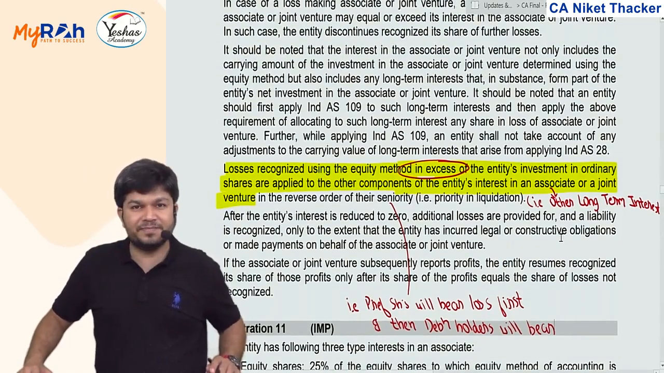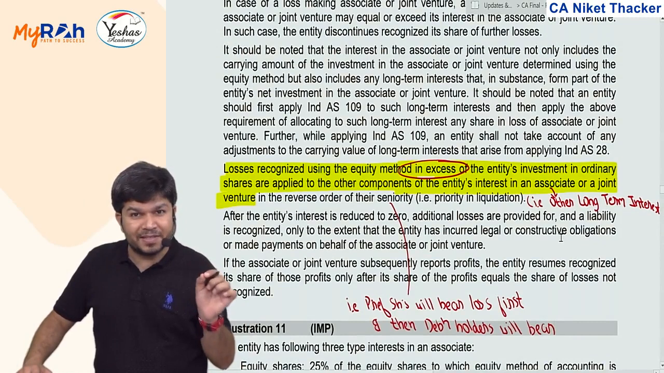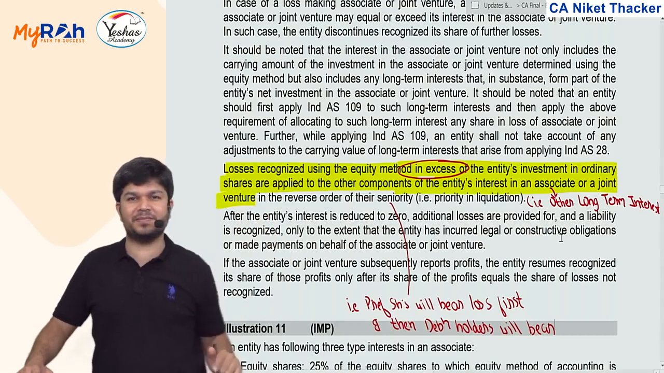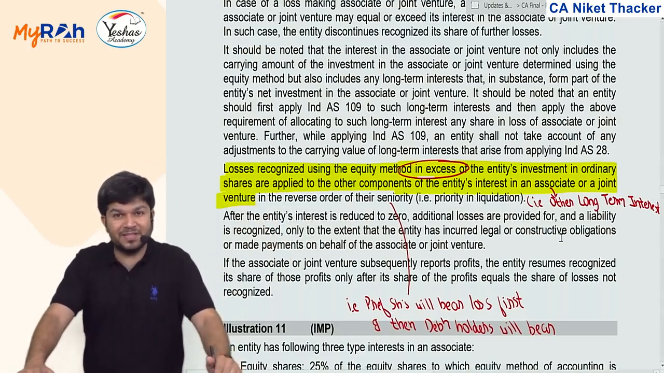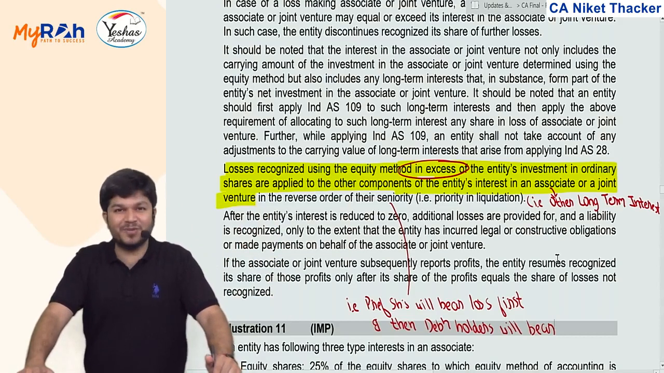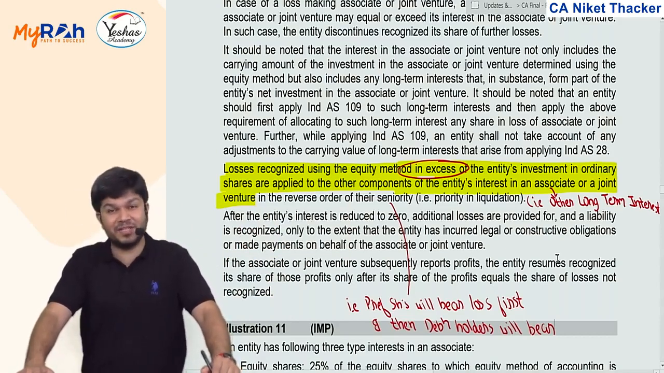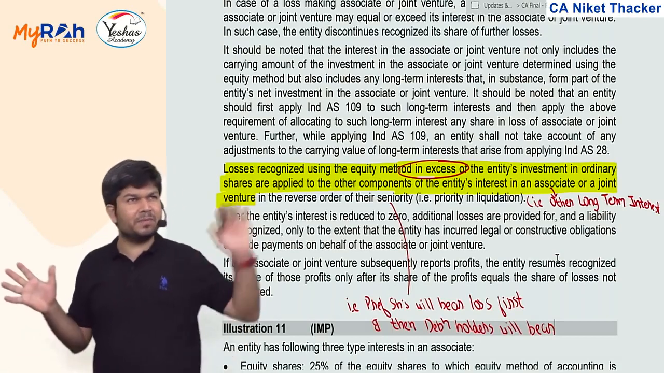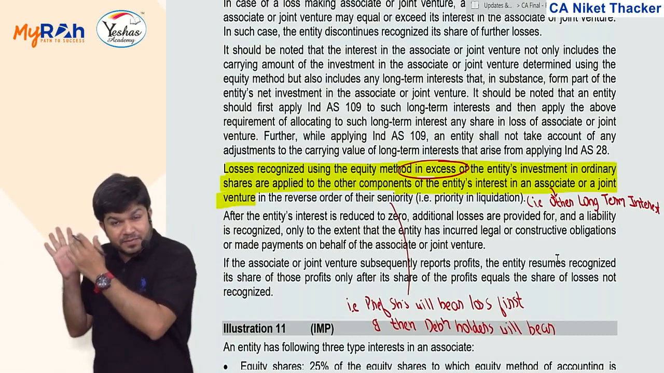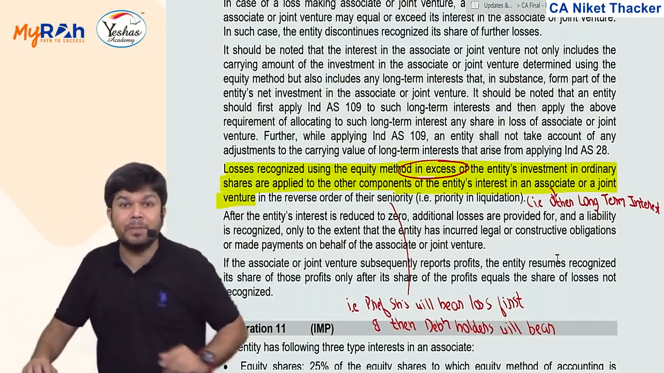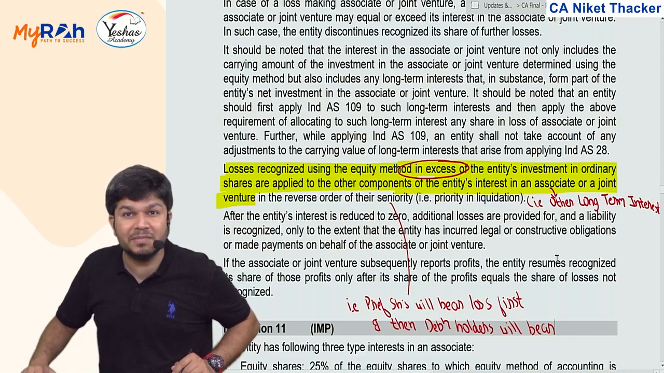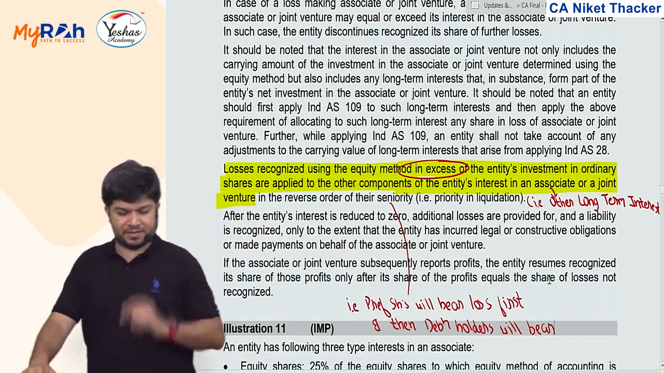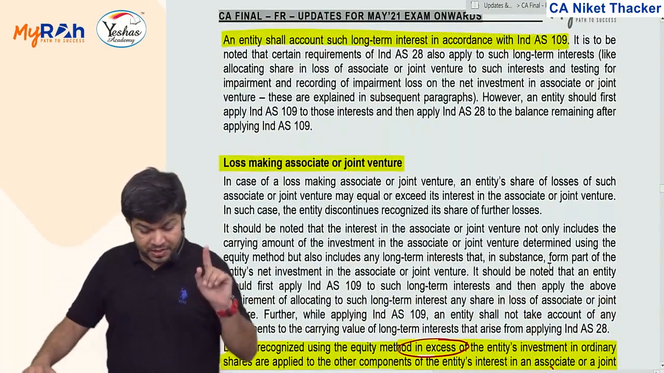Okay, so if I have some long-term interest in associate and joint venture other than the equity shares, the equity shares I'm accounting by equity method. Equity method mein my share of losses I deduct. If investment in equity comes negative, balance loss can be deducted from other long-term interest. So this is only if it comes negative.